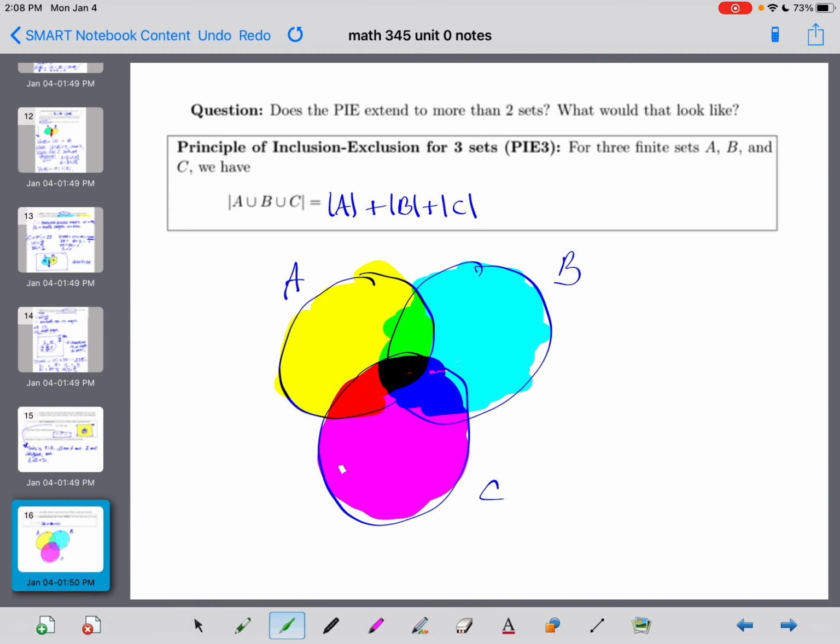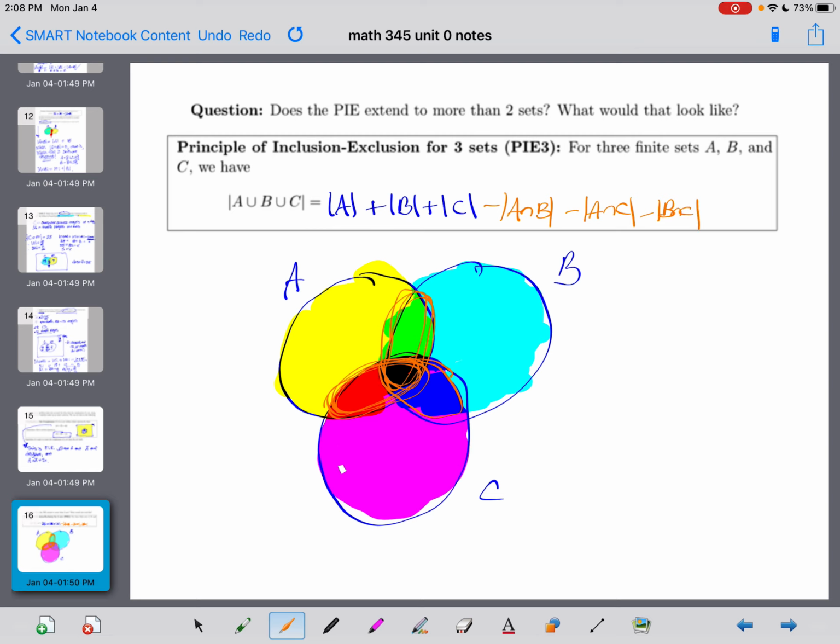Let's use a different color here. I'm going to subtract this intersection here, because I know this got counted both with the cardinality of A and the cardinality of B. So let's subtract the cardinality of A intersect B. Similarly, I want to subtract the cardinality of A intersect C, because this stuff got counted twice. And I want to subtract the cardinality of B intersect C, because everything there got counted twice.